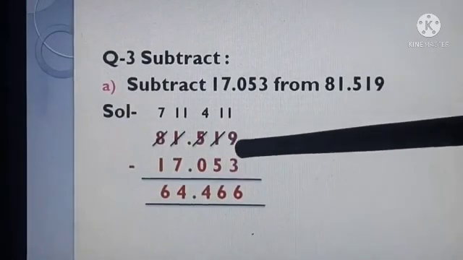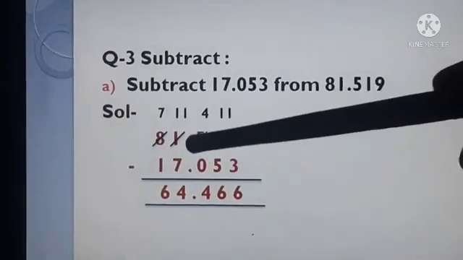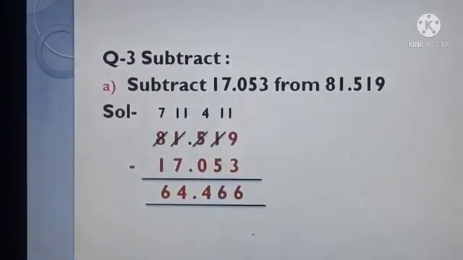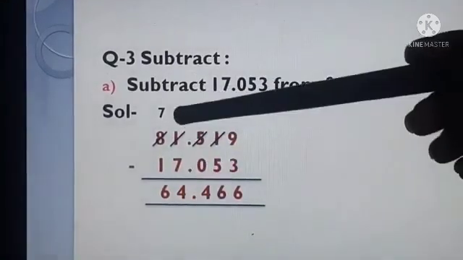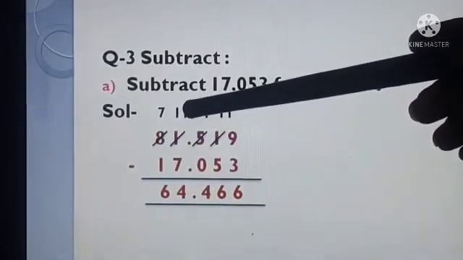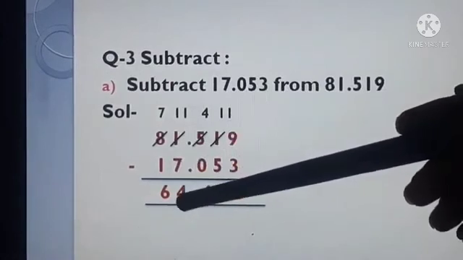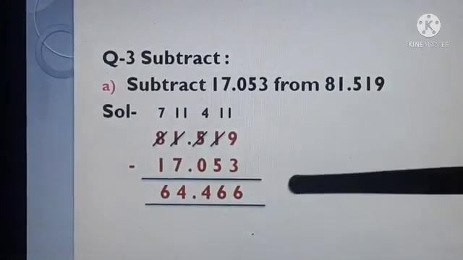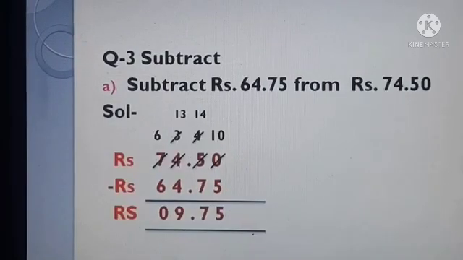Now subtraction will be there. 9 minus 3, 6. 1 minus 5, not possible, so it will take a borrow. 1 will become 11, 11 minus 5, 6. 5 will become 4, 4 minus 0, 4. Decimal, 1 minus 7, not possible, so it will take a borrow. 1 will become 11, 8 will become 7. 11 minus 7, 4. 7 minus 1, 6. So our answer is 64.466.